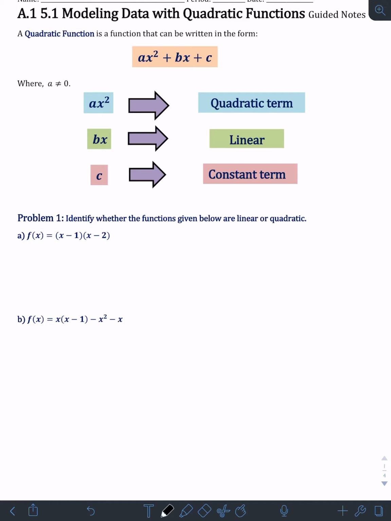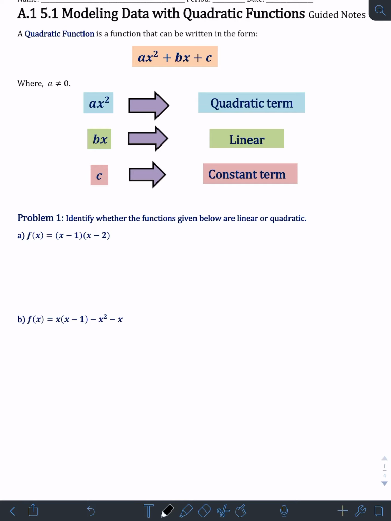Today we're talking about modeling data with quadratic functions. A quadratic function is a function that can be written in the form ax squared plus bx plus c, where a is not equal to 0. Ax squared is your quadratic term, bx is your linear term, and c is your constant term. So we are going to identify whether these functions below are linear or quadratic.